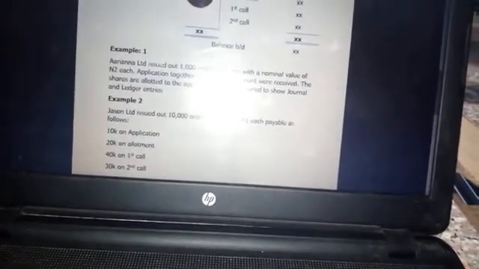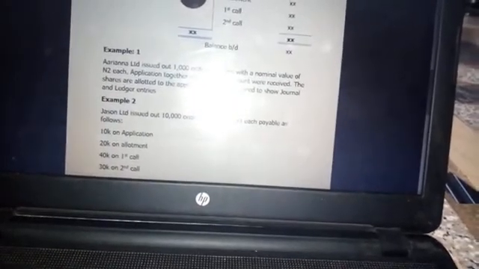I will solve the example on Ariana Limited under the issue of shares. You have the question already. I'll read out the question here. Ariana Limited issued 1,000 shares with a nominal value of 2 naira each. Application together with the total amount were received. The shares were allotted to the applicant. You are required to show journal and ledger entries.